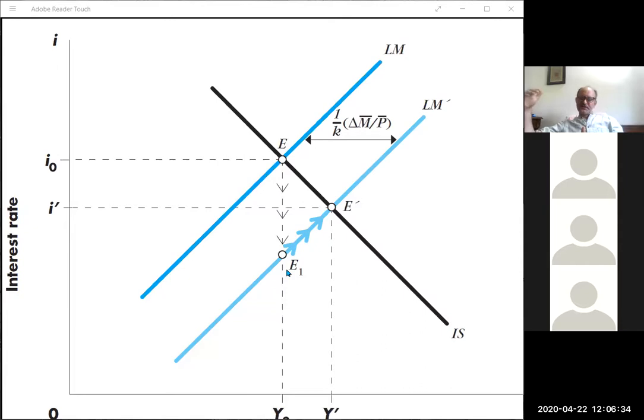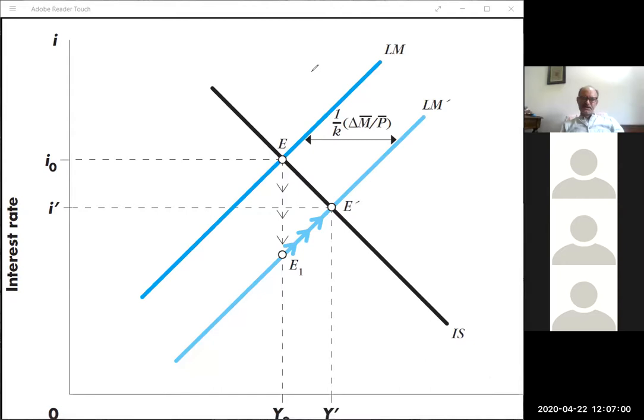Initially the rate of interest had fallen so that money supply is equal to money demand. But now, as the output increases, the rate of interest also starts to increase. So this is exactly what is shown here. Every time there is an output increase, there is a simultaneous rate of interest increase that is going to happen.